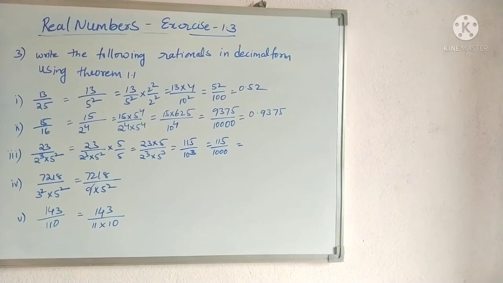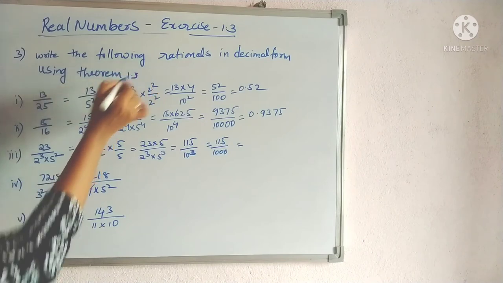So here is our third problem in this exercise. Write the following rationals in decimal form using theorem 1.1. Actually, that is theorem 1.3. So what does theorem 1.3 mean?